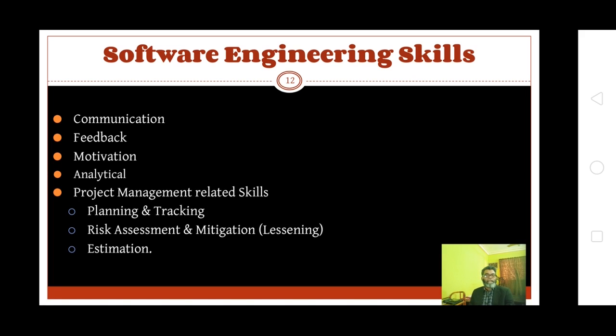The software engineering skills are the important factors for software engineers or software developers in order to effectively perform a leadership role in a software development project. So general problem engineering skills are communication skills, feedback, motivation, analytical, and project management related skills like planning and tracking, risk assessment and mitigation, and then estimation.